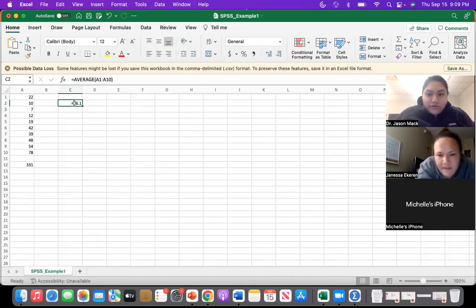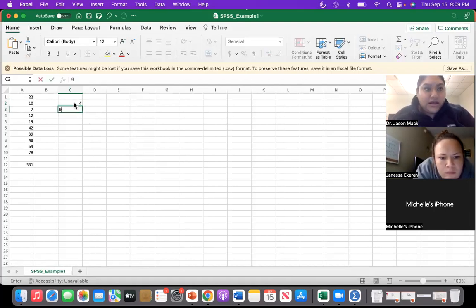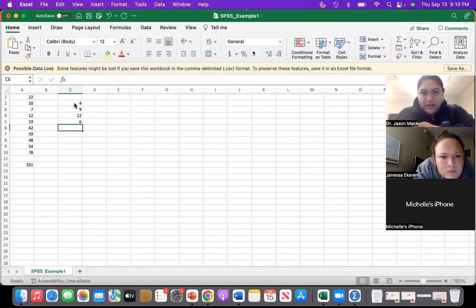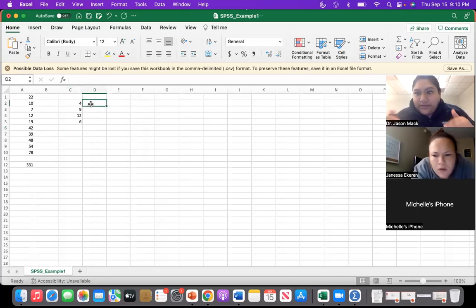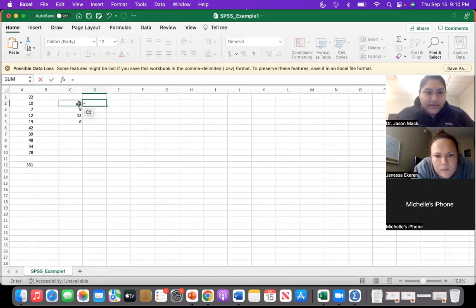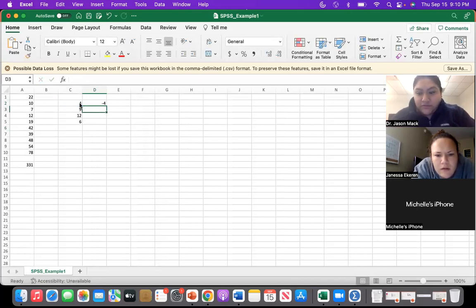Okay, so basically, this is what we have, right? We have 4, 9, 12, 6, whatever, all of them like that. And then we did the negative, so it was equals this minus the 8, right? Because we did subtract the mean. So it's -4, right?